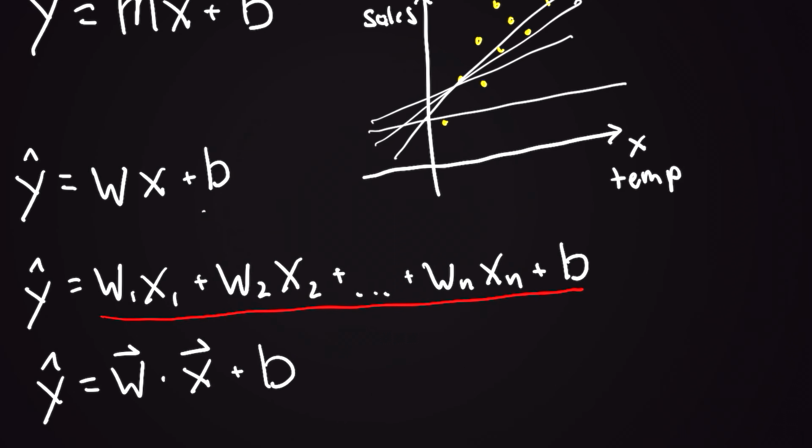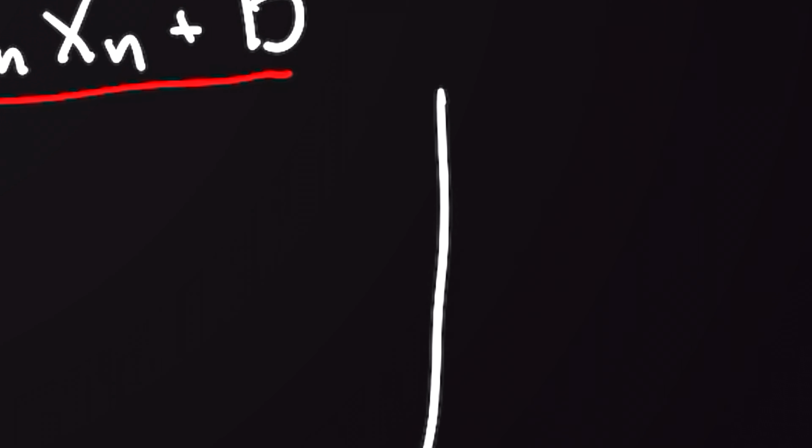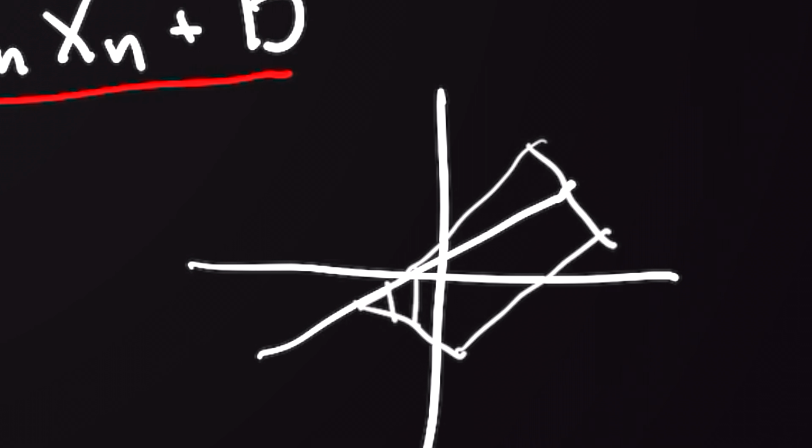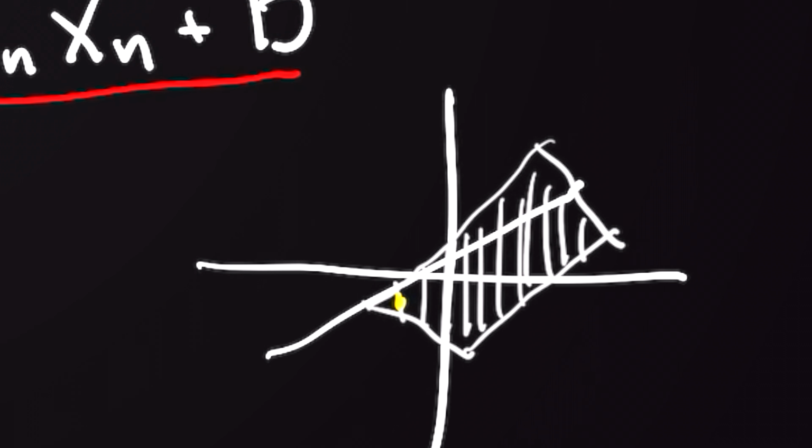So our graph might look something like this, and then it'll create some sort of hyperplane that fits our data, which may look something like that. And then our data points will hopefully be on or close to being on the hyperplane, something like that. We wouldn't want to see data points away from it like that.